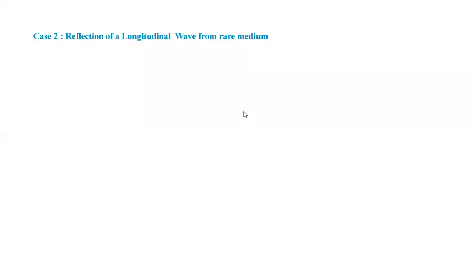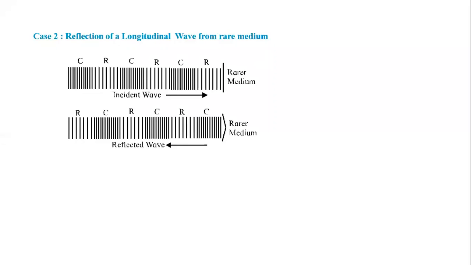Case number two, reflection of a longitudinal wave from rare medium. You can see the diagram here. This is the incident wave velocity direction. This is the reflected wave velocity. So wave velocity is reversed after reflection. Now, this is a rarefaction. This is a compression. Meaning rarefaction is reflected as a compression, and this is a rare medium.